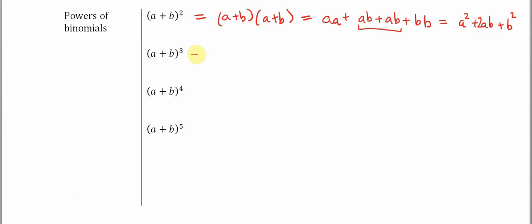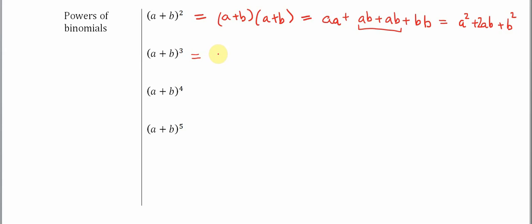a plus b to the third power. Now, before we try to expand this, let's think about what terms we're going to have. So going back to the first example, when we square the binomial, every single term here has two factors. In this particular case, when we cube it, every single term is going to have three factors. So the first term we're going to have here is going to be a times a times a. So let's expand this and then maybe I'll clarify a little bit more.